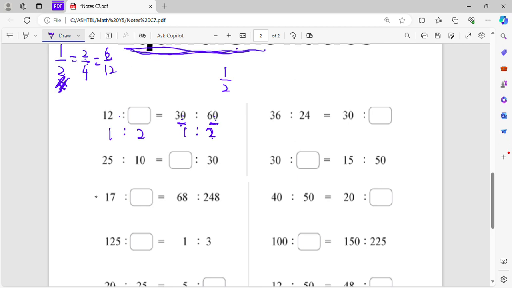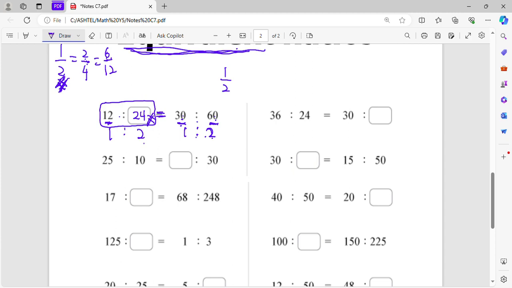Okay, so if the simplest ratio here is 1 to 2, that means for this side, since it's equivalent, you see there's an equal sign here, the ratio on this left side is already equal to the ratio on the right side. So the simplest ratio is 1 to 2 as well, and then we have 12 here. So it will be double of the 12, which is 24. Okay, so that is the answer here, 12 to 24.